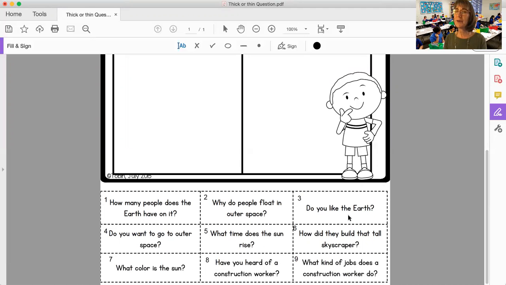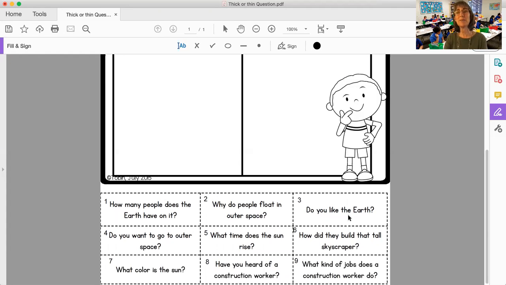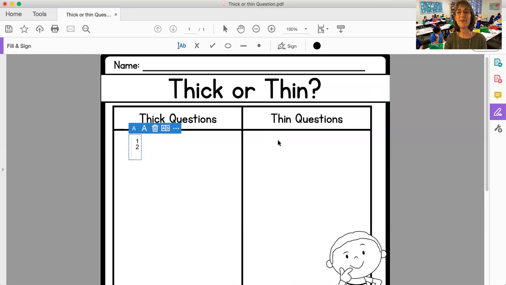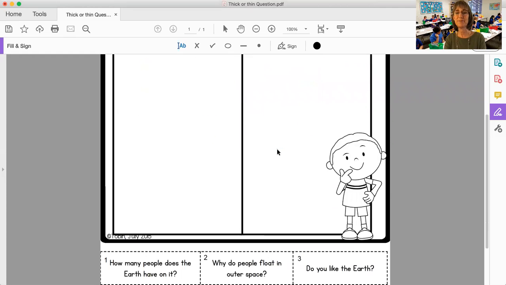Do you like the earth? What do you think, thick or thin? Yeah, it's just an opinion. You can say yes or no. So that would be a pretty thin question. So I'm going to put number 3 over on this side. Questions number 1 and 2 were thick questions. Number 3 goes on this side.